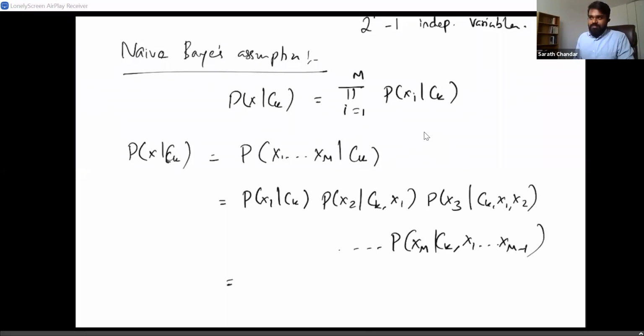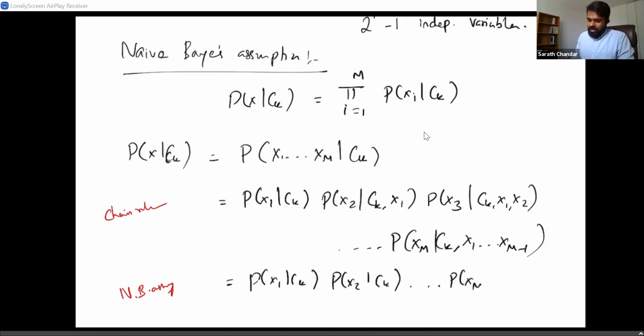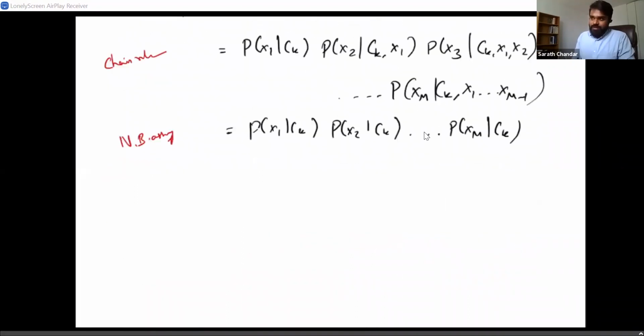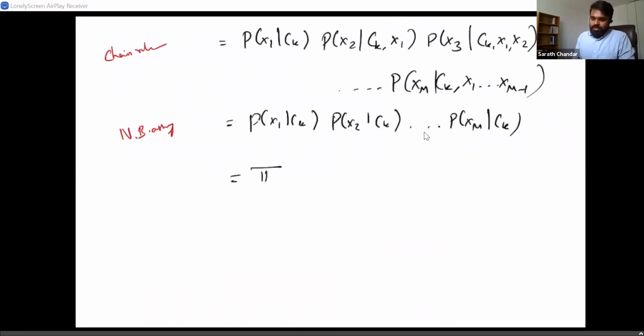So this is just the chain rule. Now I'm going to make the naive Bayes assumption. P of x1 given ck is fine. P of x2 given ck, x1: now given ck, x2 is independent of x1. So this just becomes P of x2 given ck, and so on, P of xm given ck. Or in other words, this becomes the product over i equal to 1 to m of P of xi given ck.